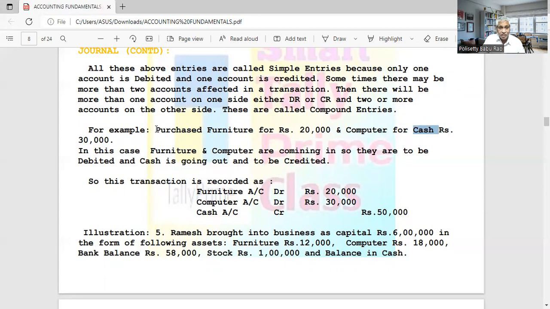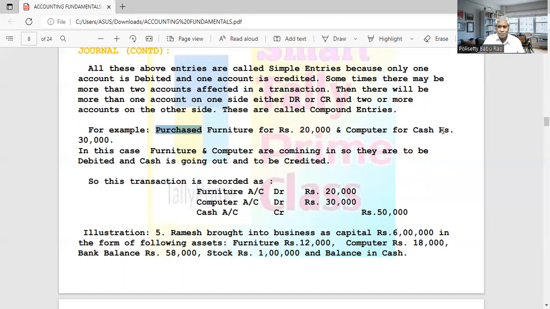Here it is given as purchased, but don't see the word purchased and write it as the purchases account. Purchases is only for goods that are purchased for resale. We are not purchasing goods here. We are purchasing furniture and computers, which are going to be used in the office. That's why they are called assets. They are all real accounts: furniture, computer, and cash are real accounts.